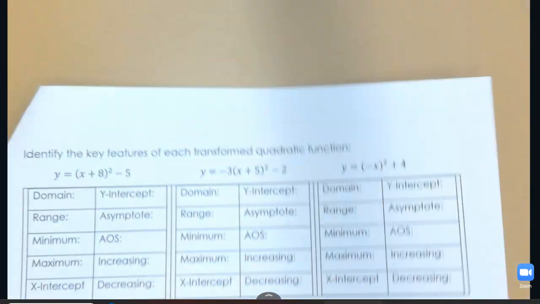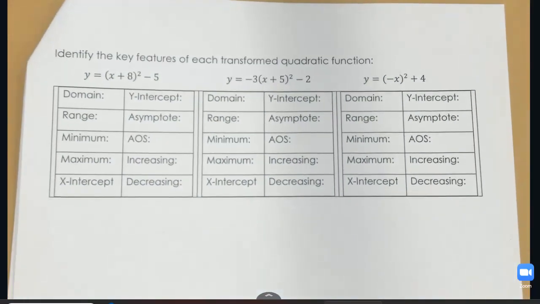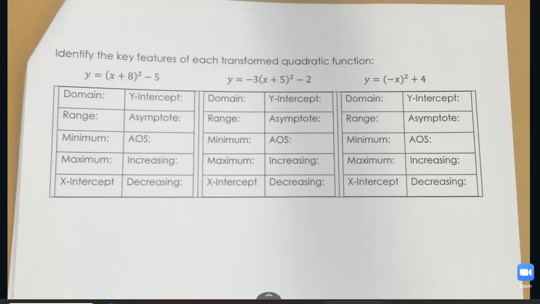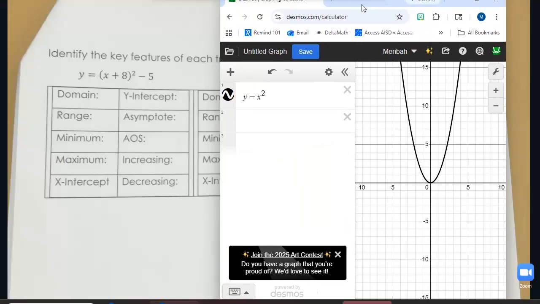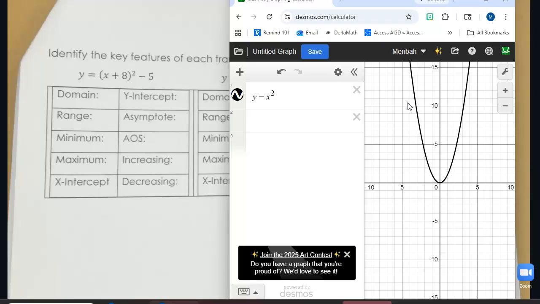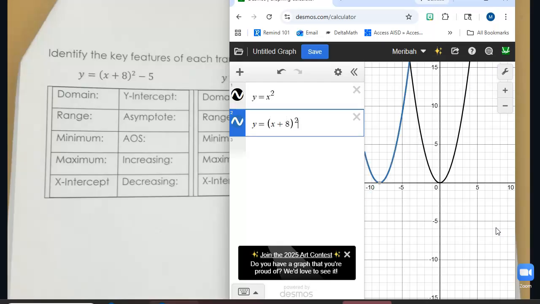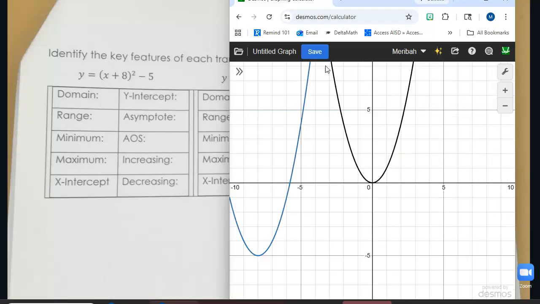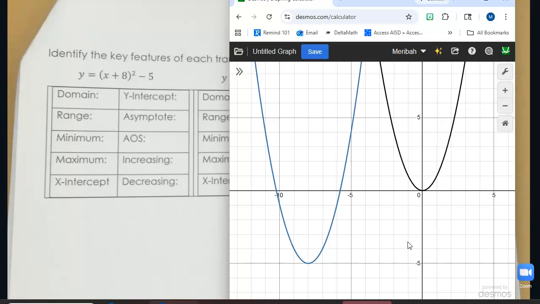Now let's look at the graphs of those transformed functions and see what changes about our key features. So what I am going to do is pull up Desmos. Okay, so here is Desmos. What I have graphed right now is our parent function, x squared. And what I'm going to graph on the same grid is that first transformed function, (x+8)^2 - 5. So what we are looking at to compare here is from the black graph, that was our parent function, to the blue graph. So remember we shifted left 8 and down 5.